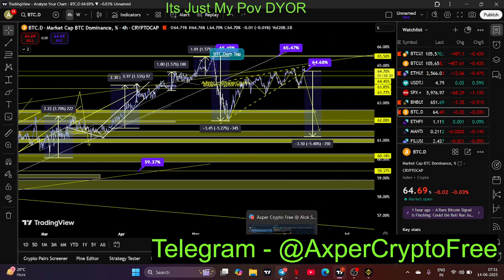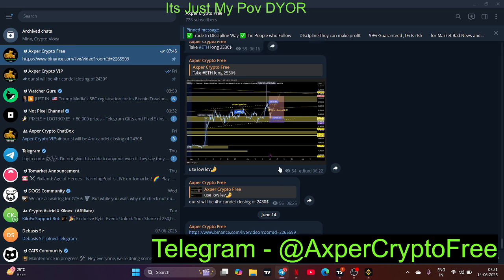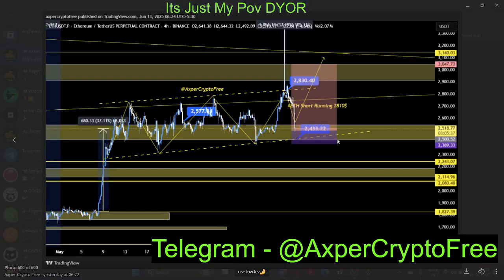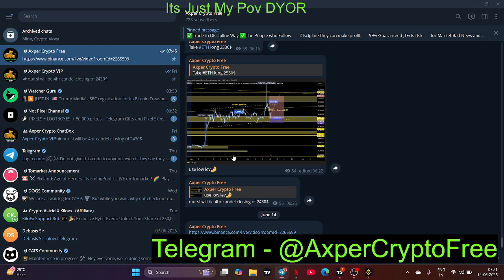Look guys, here. Yesterday I clearly mentioned to use low leverage, but when someone uses low leverage, it means you can use your high margin, okay? In my signal, if I mention a risky trade, then you can use a small position size also. So I have clearly mentioned here, you can see 25 from $2518, I have already mentioned to long Ethereum.